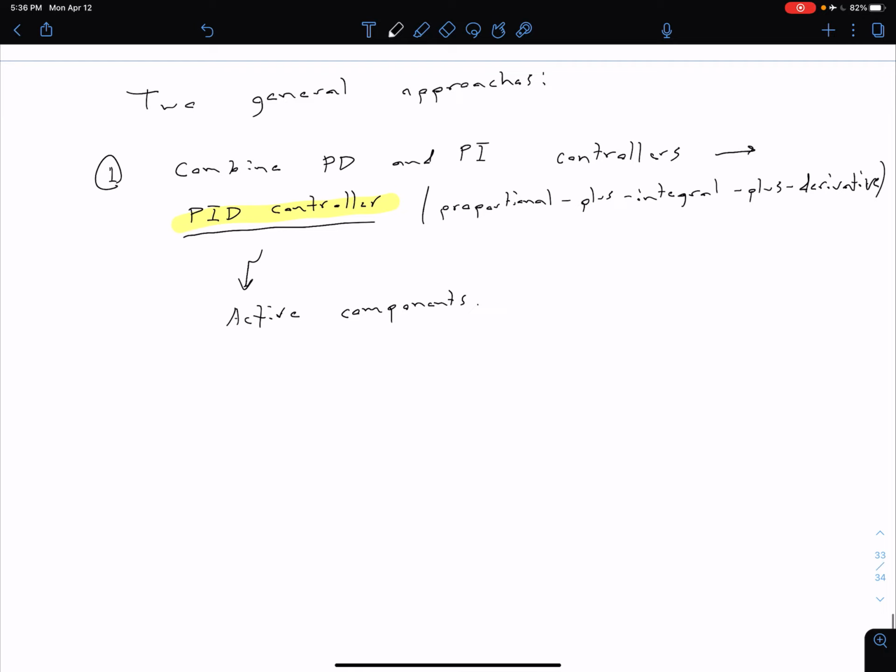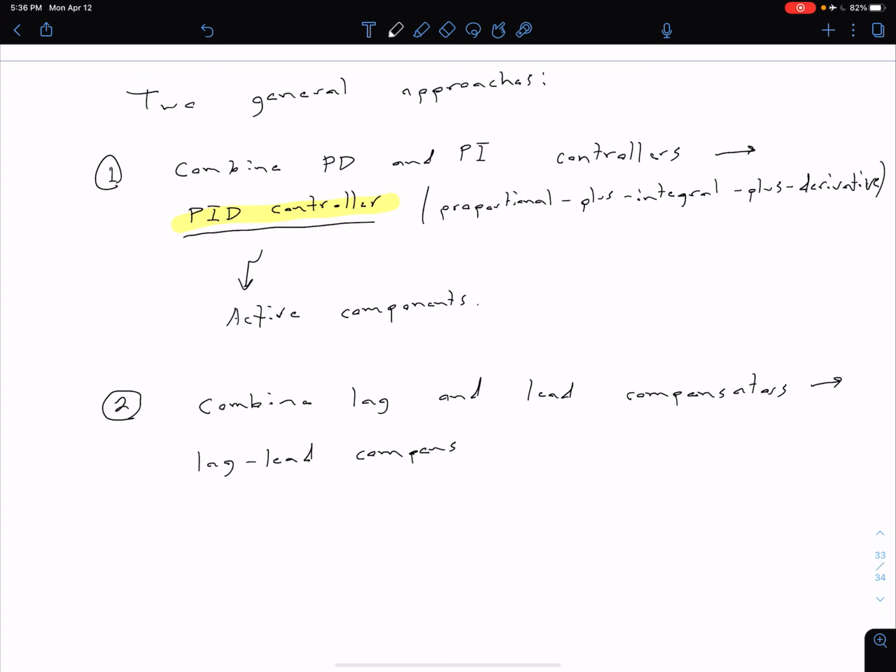The second option is, instead of using our PD and PI controllers, we can combine lag and lead compensators. What that's going to give us is something called a lag-lead compensator. Due to our limited time, we're not going to look at an example of our lag-lead compensator. We're going to focus on the PID because that's something that is a little more commonly used.